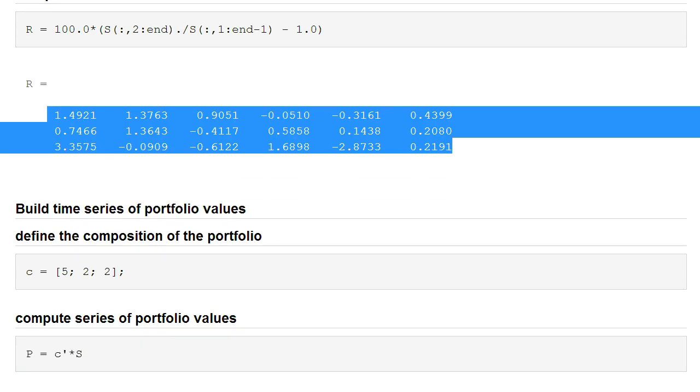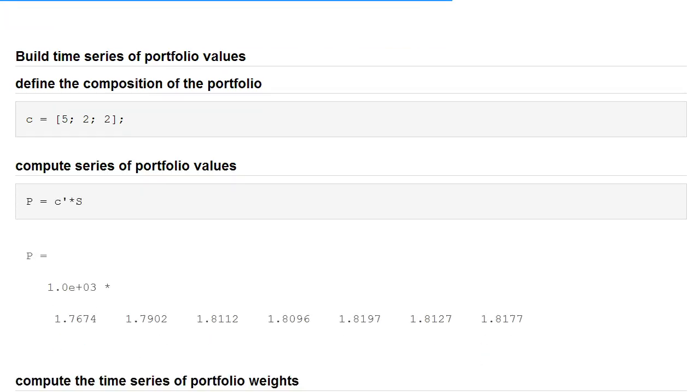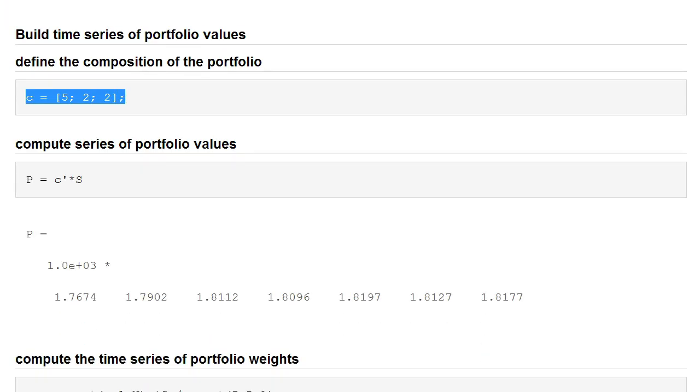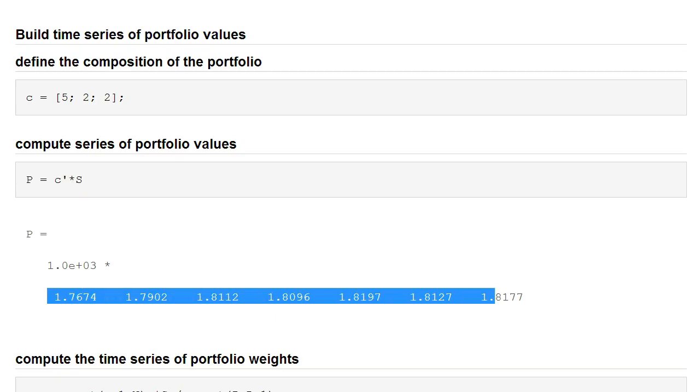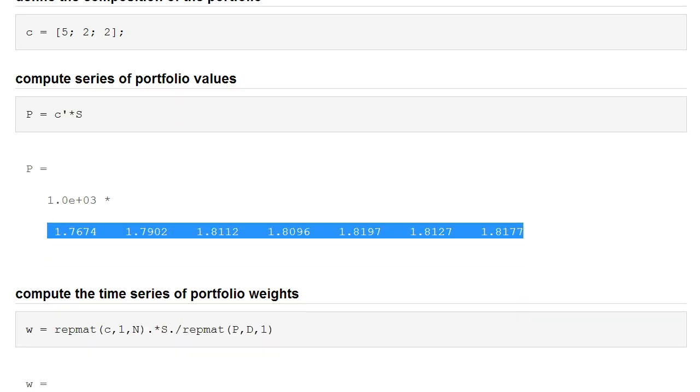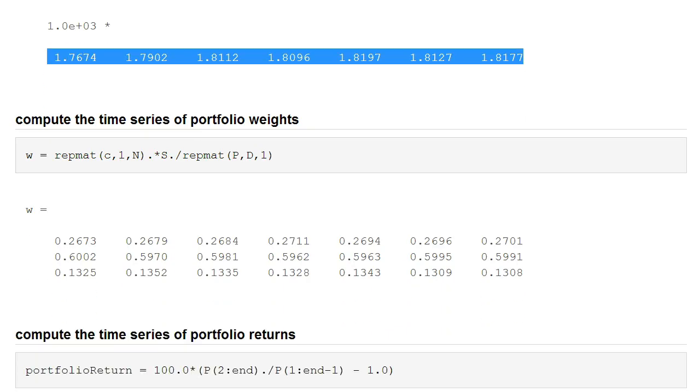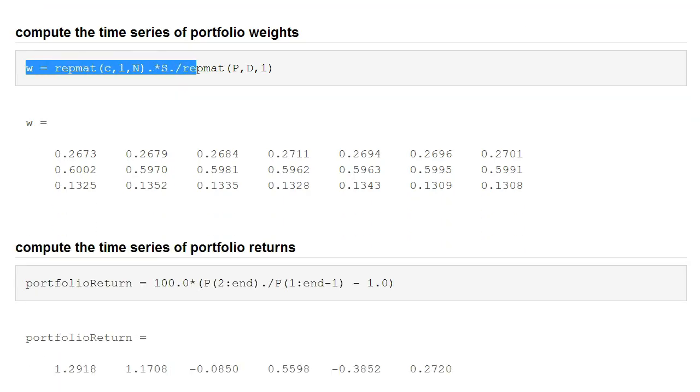Let's now build a time series of portfolio values. The portfolio will have 5 shares of IBM, 2 shares of Google, and 2 shares of Siemens. The series of portfolio values is computed using this formula, which is just the number of assets times the series of prices. This is the time series of values for the portfolio. We can also compute the time series of portfolio weights using this formula.